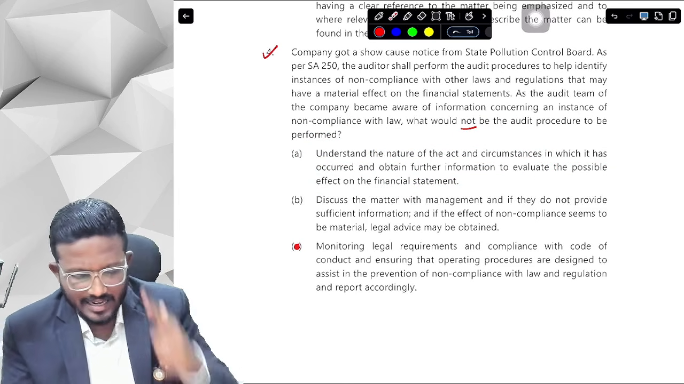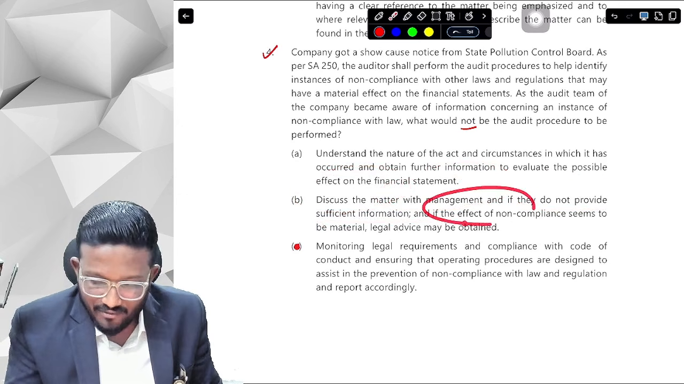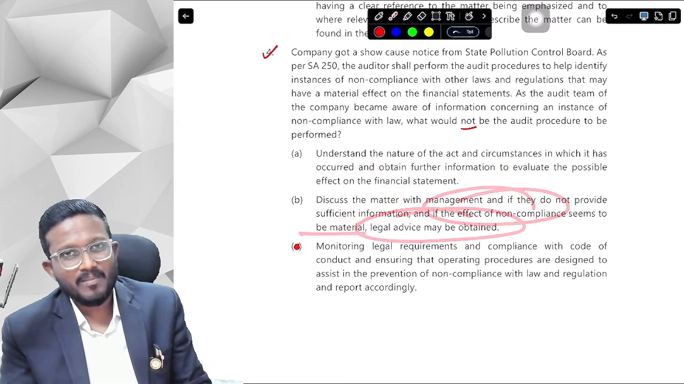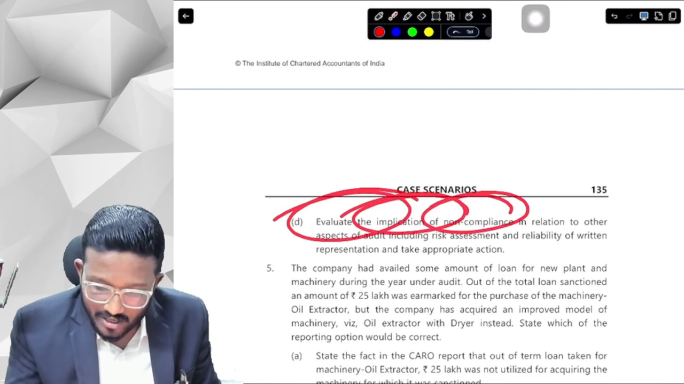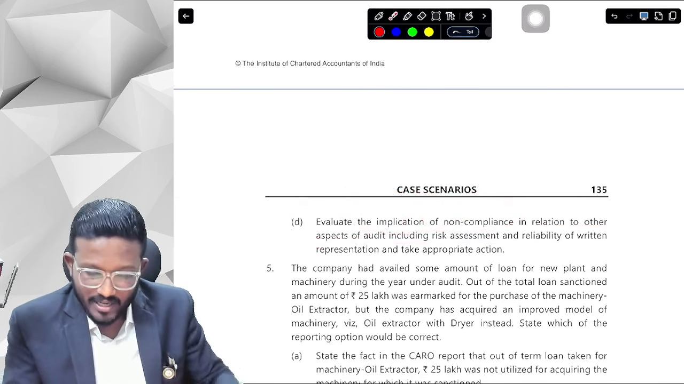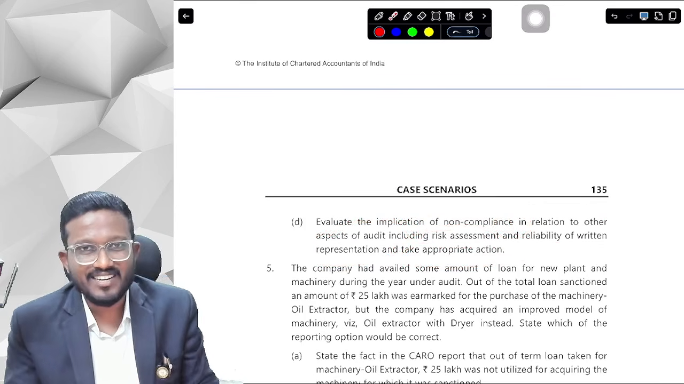Second, we need to discuss with the management, and if they do not provide any sufficient information and if the effect of non-compliance is material, legal advice may be obtained. This is also correct. Next, we need to evaluate the implication of the non-compliance in relation to other aspects of the audit, including risk assessment, reliability of written representation, and take appropriate action. This is also the same thing that we discussed in SA 250.